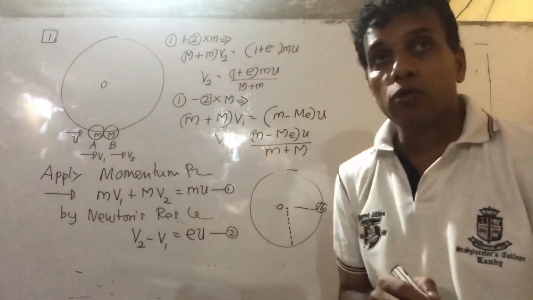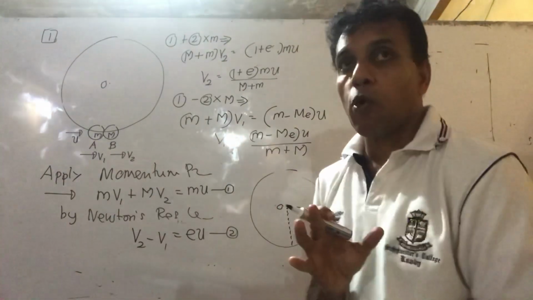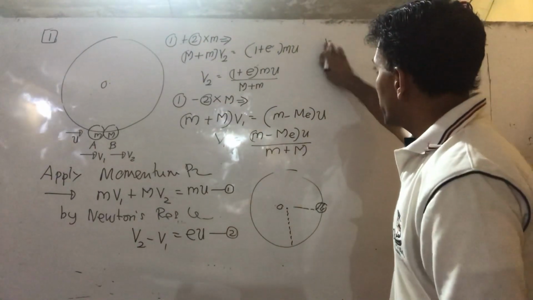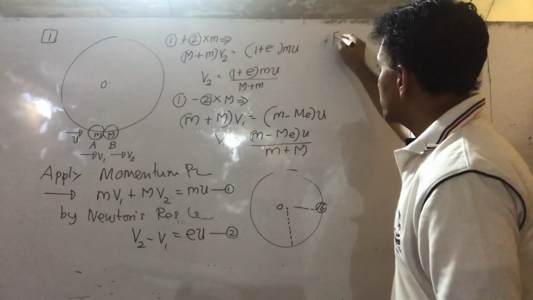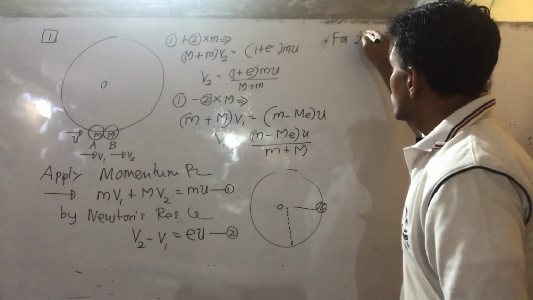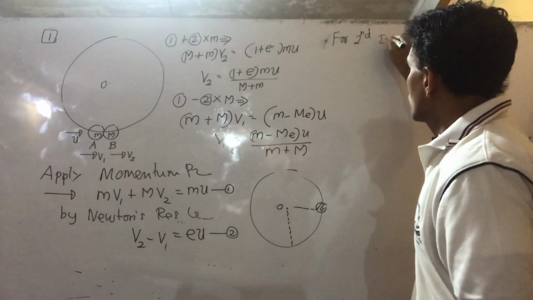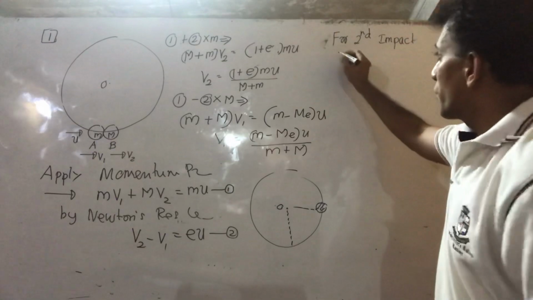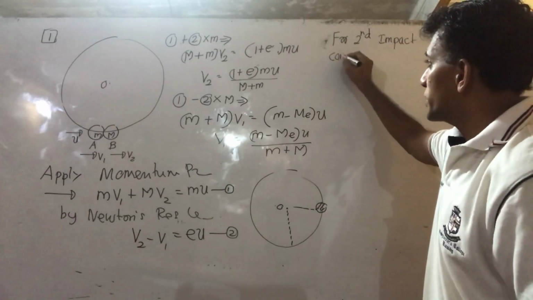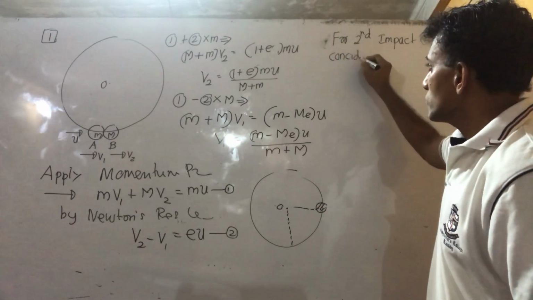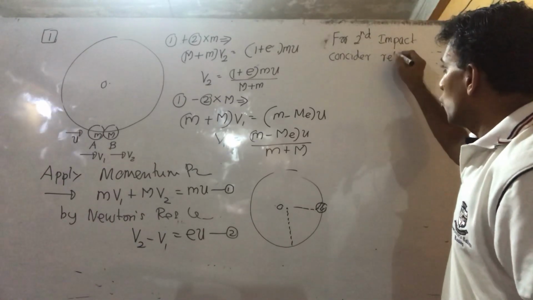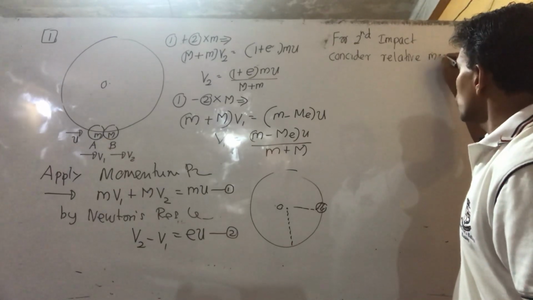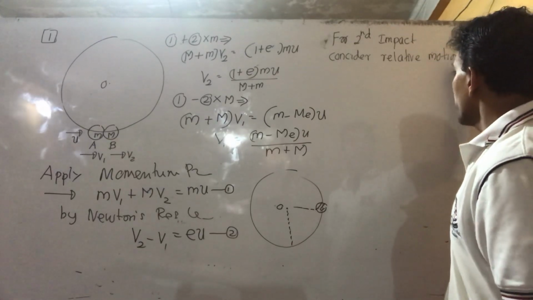Okay, so here think about the relative velocity component, relative motion. Therefore I want to find that velocity for second impact, right? For second impact, you can write for your revision, consider relative motion, right? Why the relative motion?